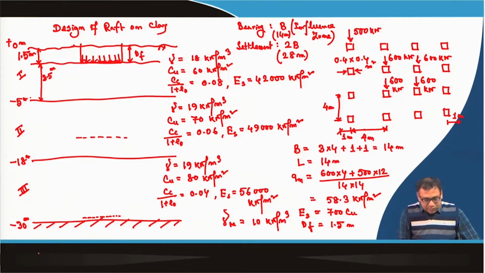Okay. And again I want to mention that if your influence zone is going into that rigid portion, that means if it is below the 30 meter part, then you have to consider only up to 30 meter. Okay, that I have discussed during my settlement calculation part. So, if the influence zone is in the rigid zone, then we will not consider the rigid zone, we will consider the portion above the rigid zone.